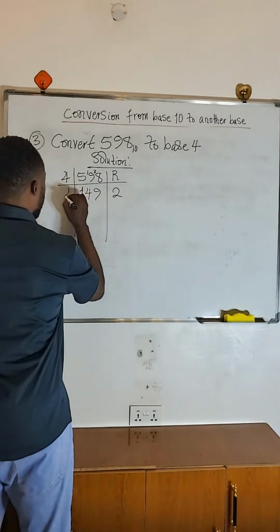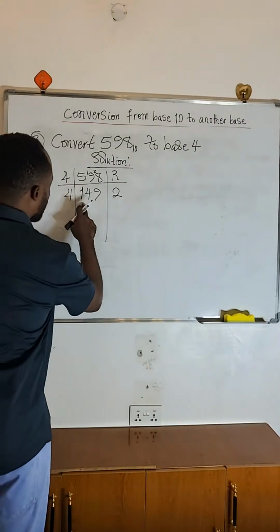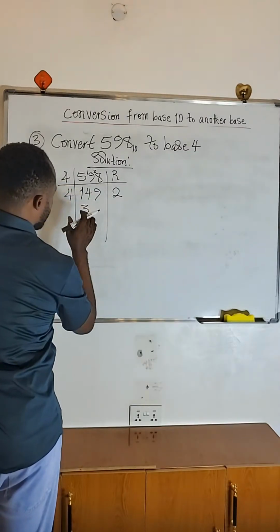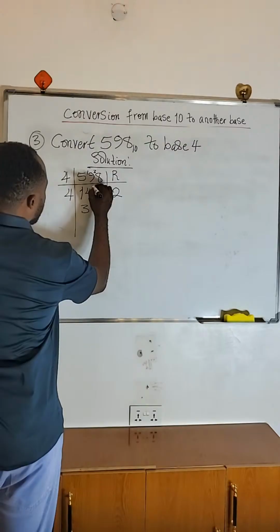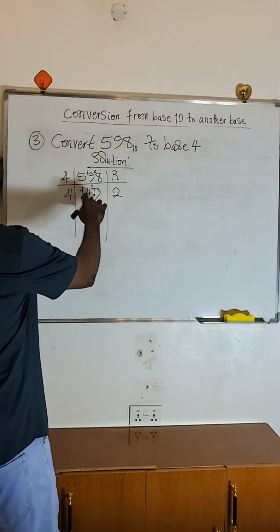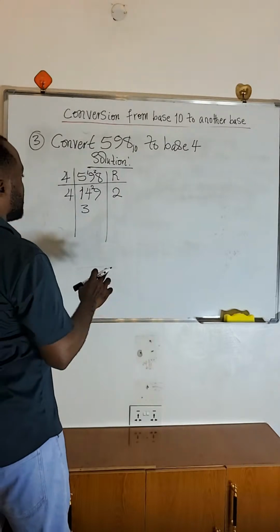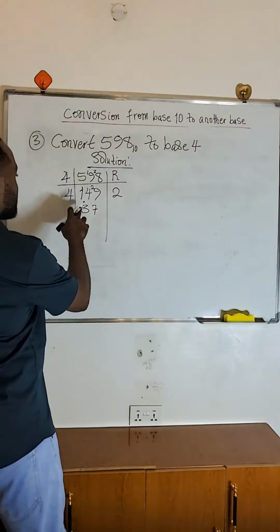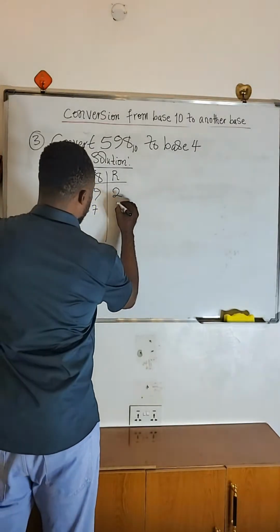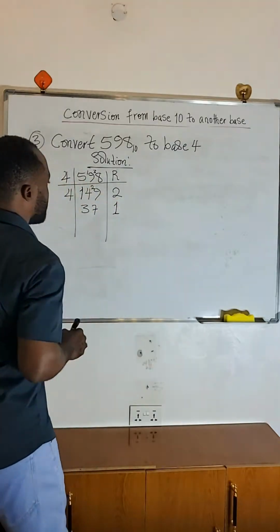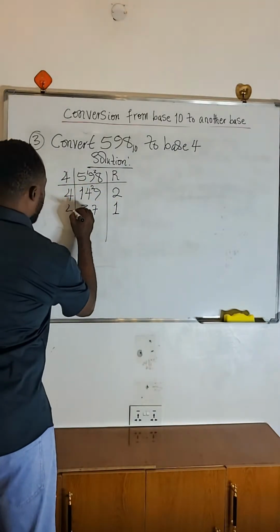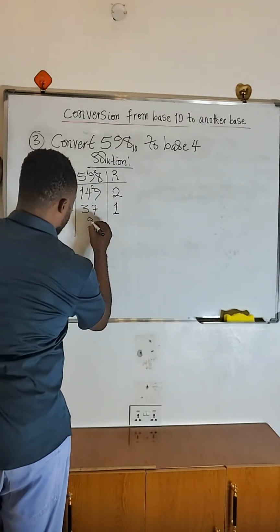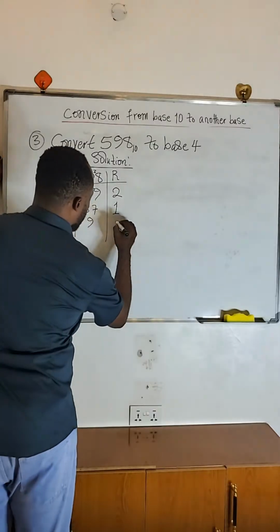So, here now, 4 goes into 14 how many times? 3, which is 12. 2 remain. You add 2 to this place, and that becomes 29. 4 goes into 29 7 times, which is 4 times 7, 28. Remainder 1. Now, 4 goes into 37 9 times. Remainder 1.